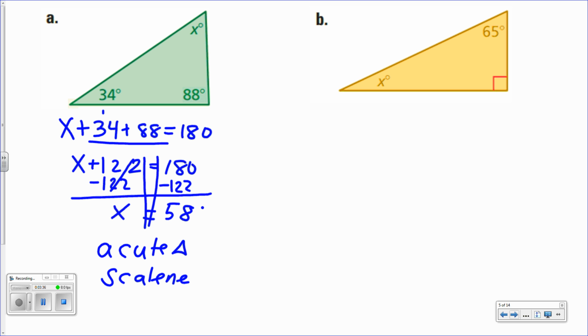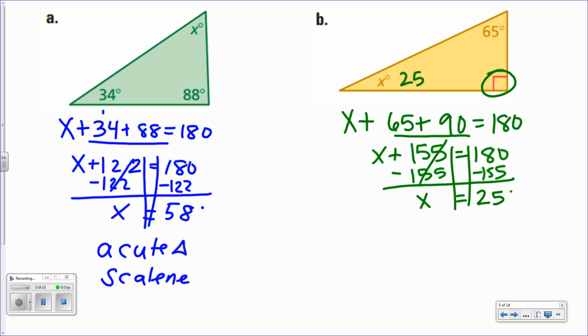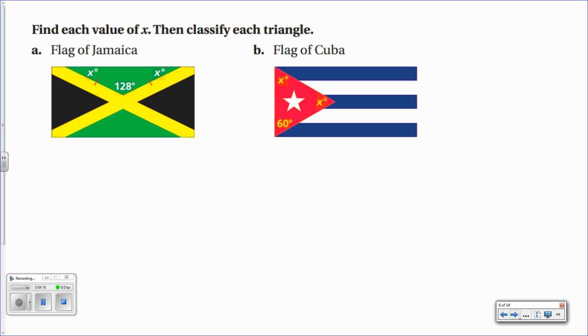Go ahead and pause, and when you're ready, turn it on to check letter B. All right, in this one, you should have found that x plus 65 plus, you do know this angle, it's 90 degrees, equals 180. You can combine these to be 155 degrees. Carry my x down. And then when you solve this, you subtract 155. And you find out in this case that x equals 25 degrees. Now to classify this, there is a 90-degree angle, so we would say this is a right triangle. And none of the sides are the same, so again it is scalene. Go ahead and do the last two on the page with the flags, and turn the computer back on when you're ready to check them.